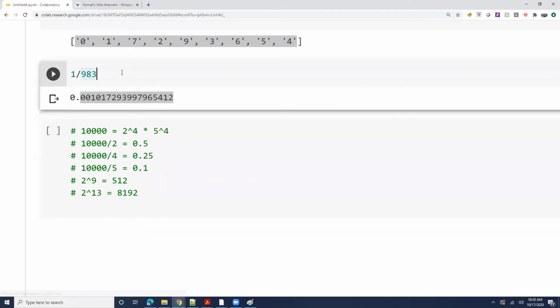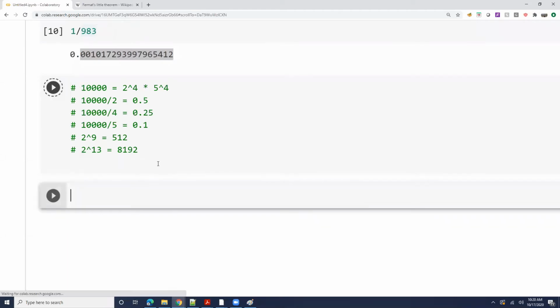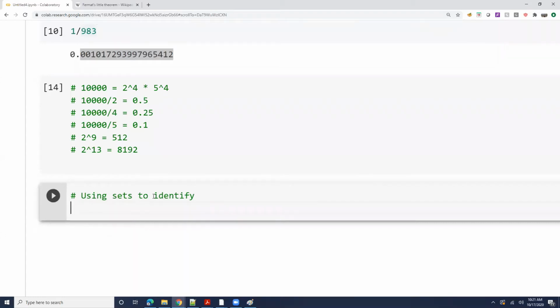Okay, that's pretty much all we had. Now somebody said sets. Can anyone say how we can use sets to find reciprocals that are not repeating? Somebody had that very nice idea. So, using sets to identify. Okay, if the length doesn't increase, then stop it.